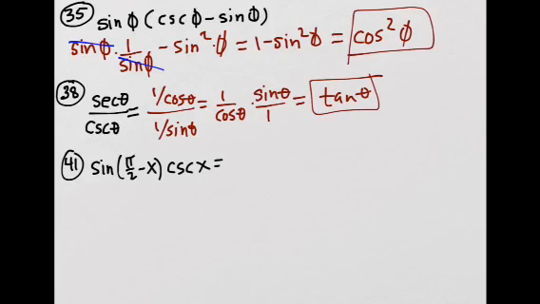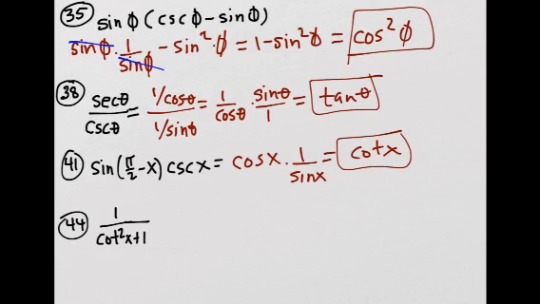Alright, so for 41, I'm going to use the cofunction identity that says that sine of pi over 2 minus x is equal to cosine x. And cosecant x is 1 over sine x. And so cosine over sine is cotangent x. Alright, for 44, cotangent squared x plus 1, that's one of your Pythagorean identities. And that equals cosecant squared x. And the reciprocal of cosecant x is sine x, so this becomes sine squared x.